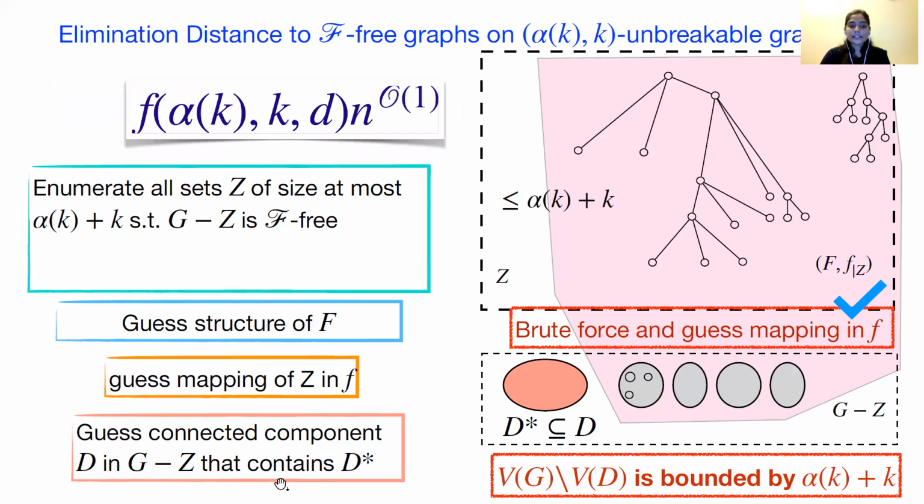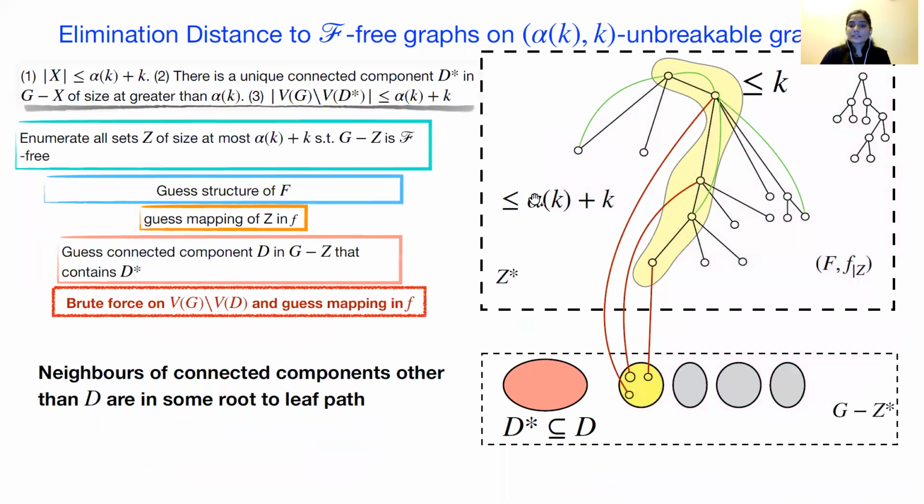And we also see that each of our steps was done in some FPT time, that is, in some function of alpha k, k, and D, where D is the largest graph size in this family F, and polynomial. So now we have this property after we are done with these steps, that each of these small connected components have their neighbors in one root to leaf path. Each of them is contained in the graph. Each of them is F-free.